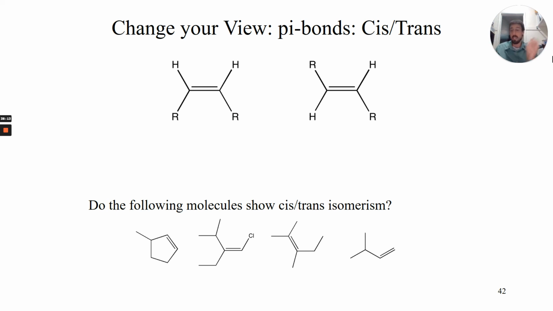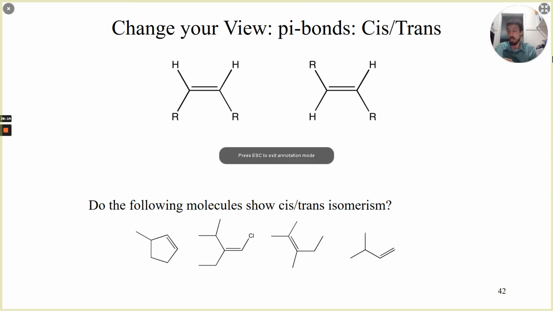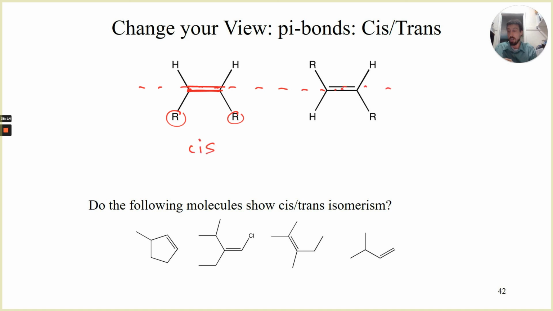Cis means on the same side. So these are on the same side of that double bond. We're drawing the double bond in between, that's kind of our line. They're on the same side, or they're on opposite sides, and that's trans.